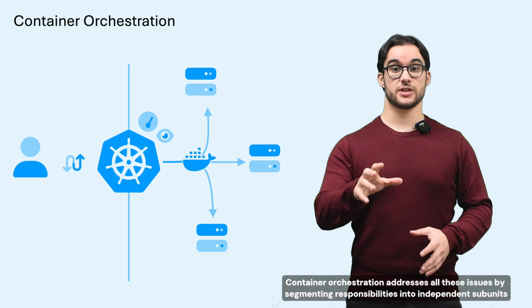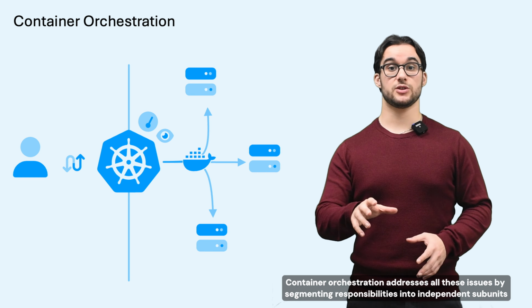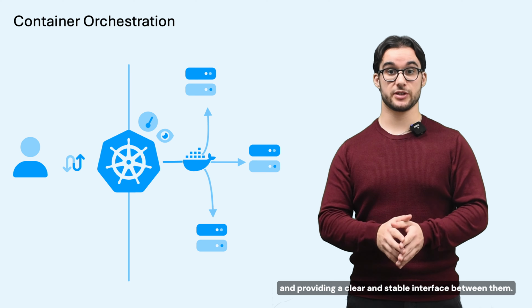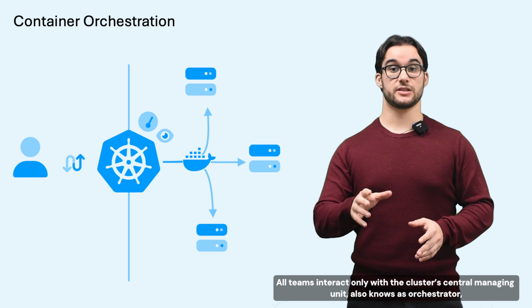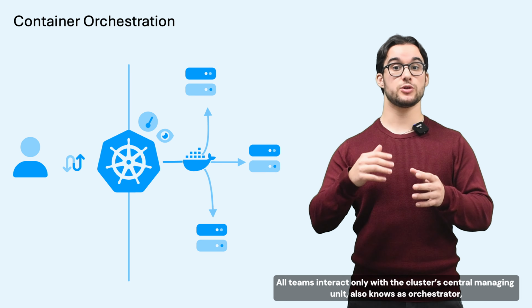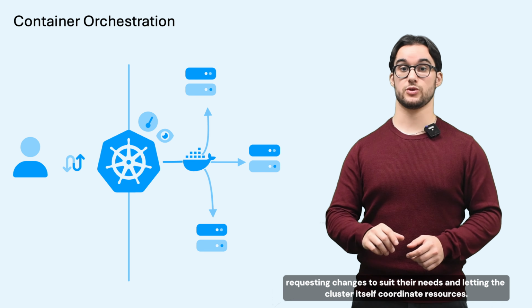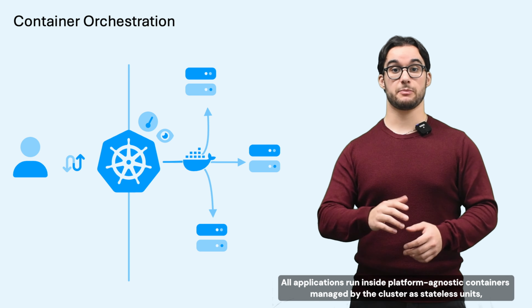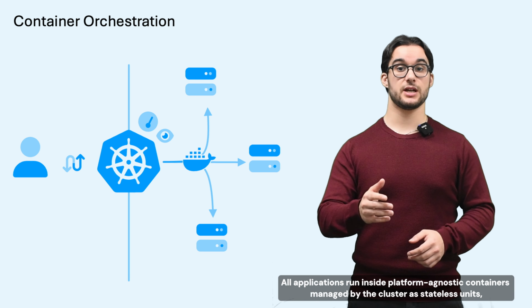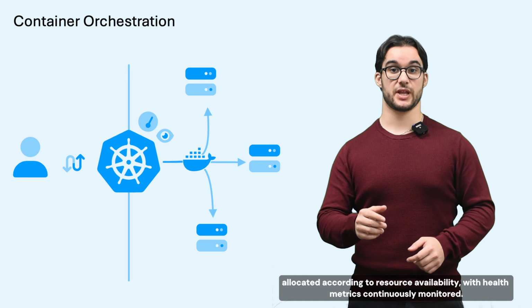Container orchestration addresses all these issues by segmenting responsibilities into independent subunits and providing a clear and stable interface between them. All teams interact only with the cluster's central managing unit, also known as the orchestrator, requesting changes to suit their needs and letting the cluster itself coordinate resources. All applications run inside platform-agnostic containers managed by the cluster as stateless units, allocated according to resource availability with health metrics continuously monitored. The key is to separate the cluster into a physical cluster and a logical cluster, which are two opposite sides of the same coin, with the orchestrator serving as the glue in between.